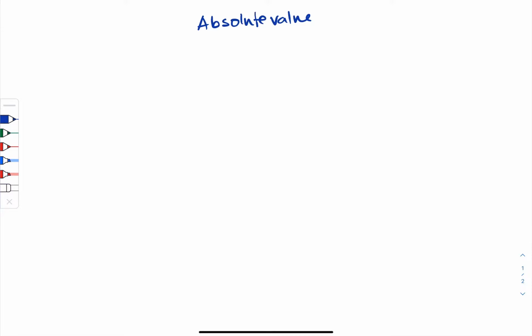Take for example, you have a positive 3 and a negative 3. In this case, you have the positive value of 3 and then you have the negative. But if you only look at the magnitude of these values, then that would only be the 3, devoid of the sign.